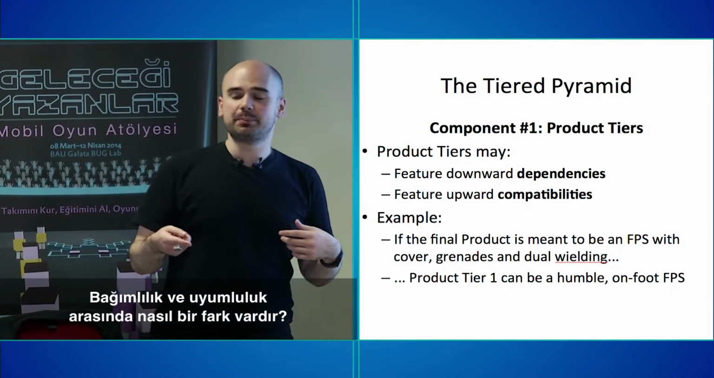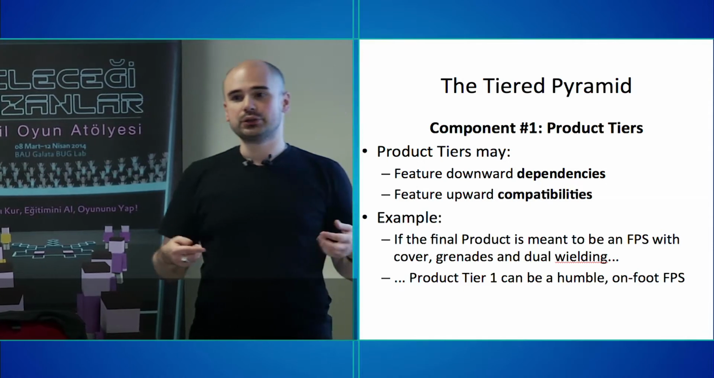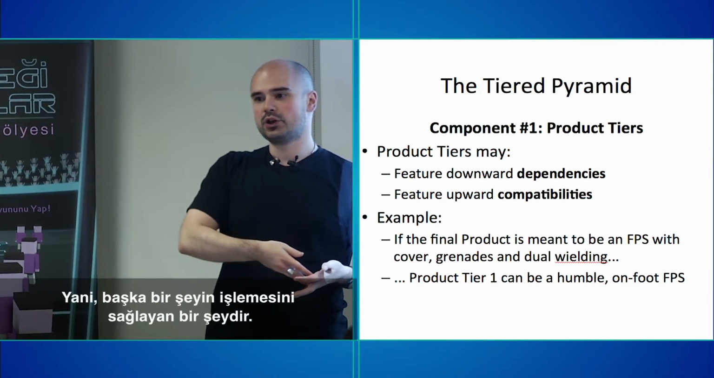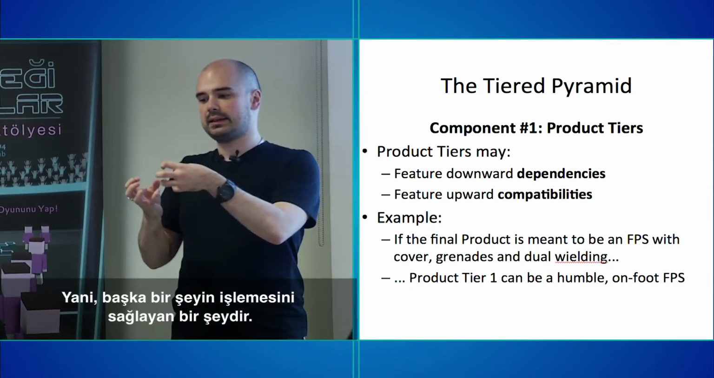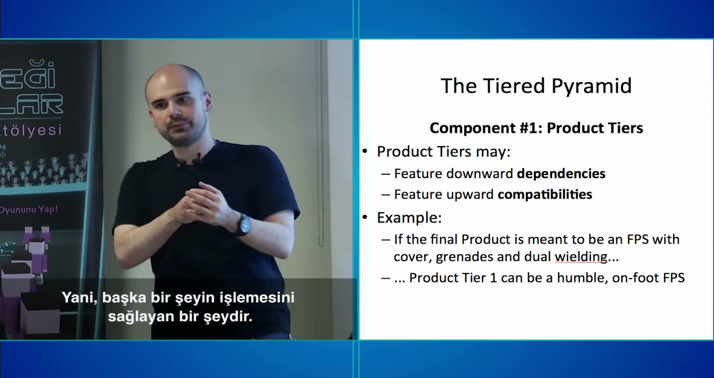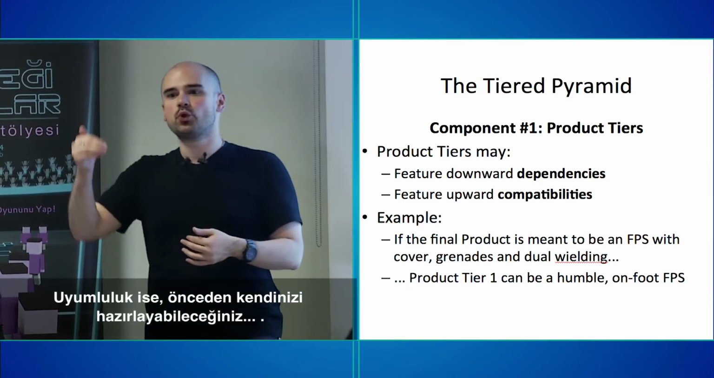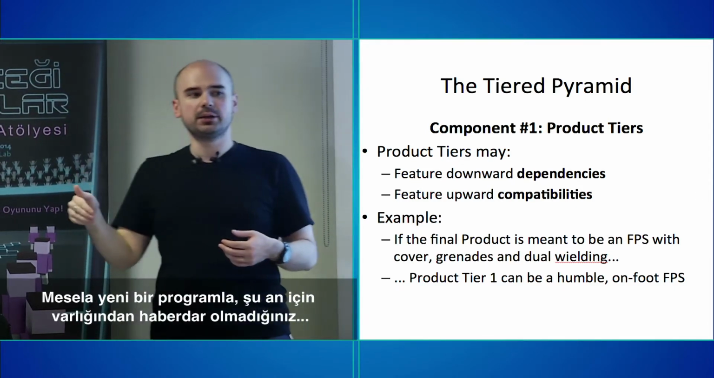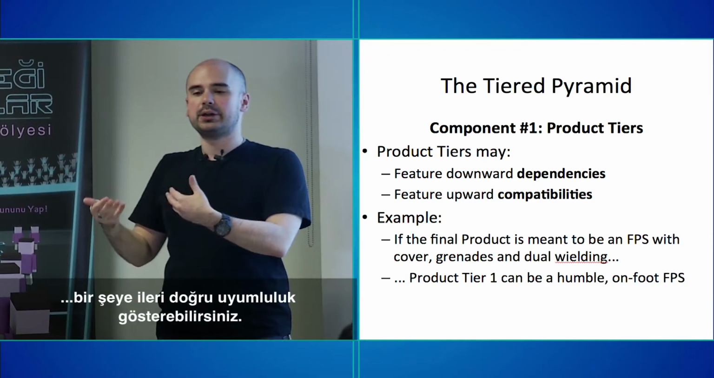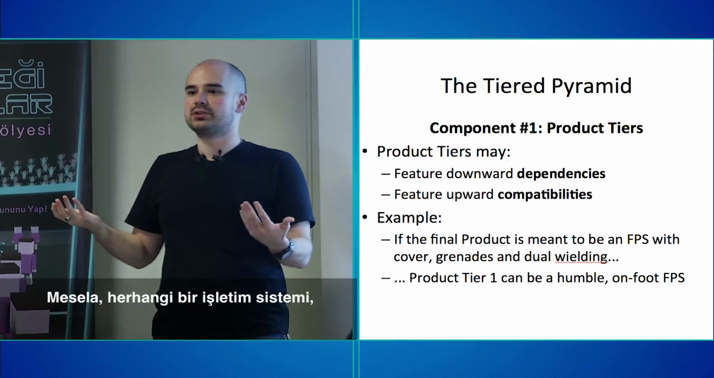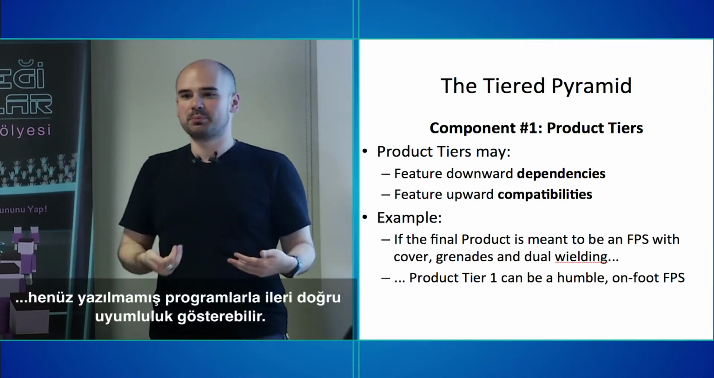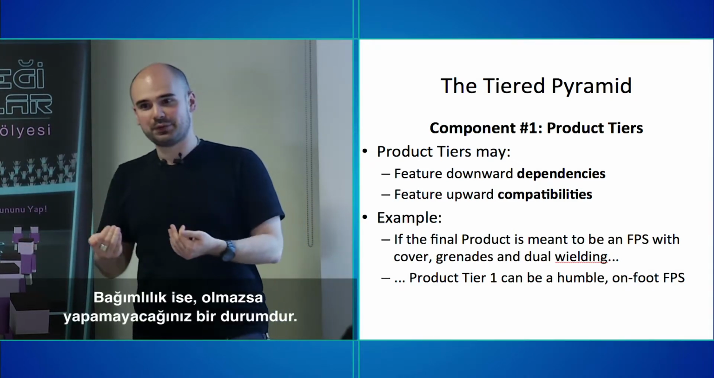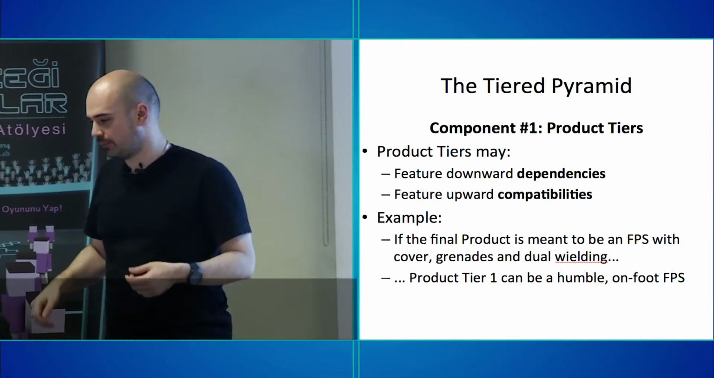So what's the difference between a dependency and a compatibility? A dependency is something that I need in order to function, right? Something that enables another feature. A compatibility may be something that you are prepared for but you don't need. So for example, you can be forward compatible with a new program that you don't actually know exists today. For instance, any operating system is going to be forward compatible with programs that haven't been written yet, right? But a dependency is something that you cannot live without, just to make sure that you guys know.